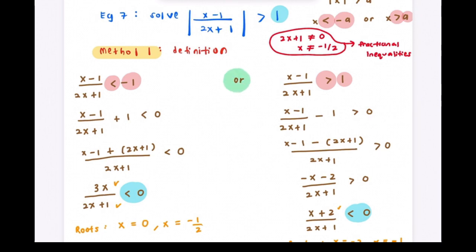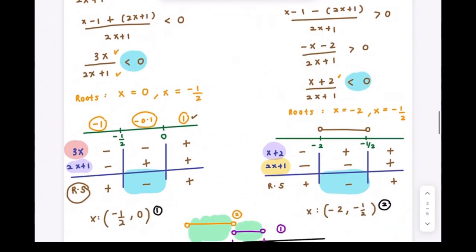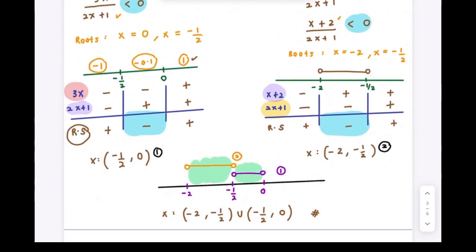Or means you have to take everything of the answer. So that's why you take -2 until -half and -half up until 0. So all this is your last answer because you are having the word or.